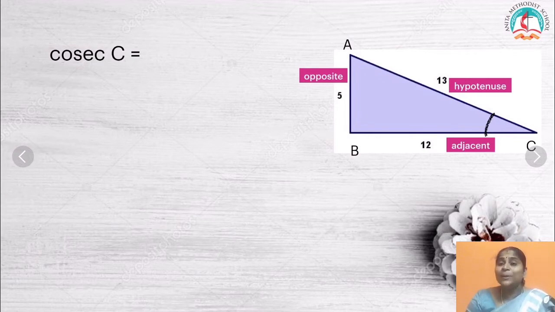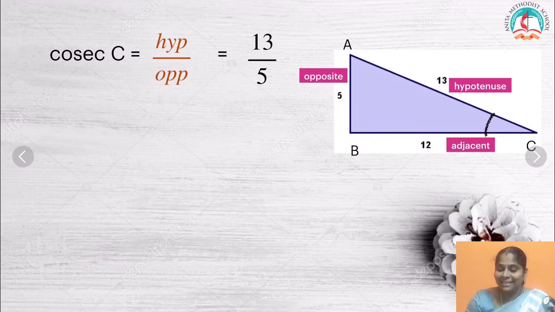Next we are going to find cosecant C. How to find the cosecant C? What is the reciprocal of cosecant? Yes, it's sine. So cosecant C is equal to hypotenuse by opposite. What is the value of hypotenuse? 13 and opposite is 5. So that is 13 by 5.